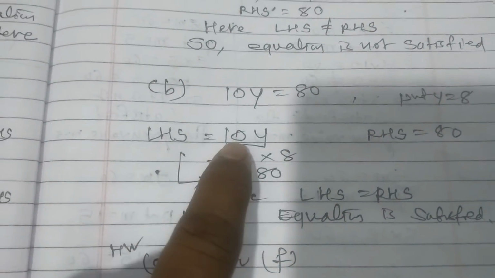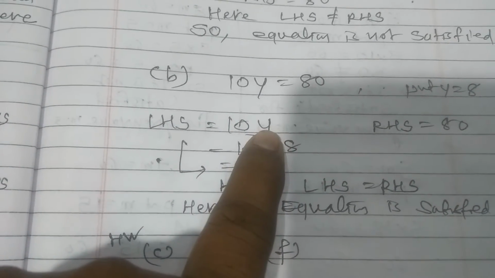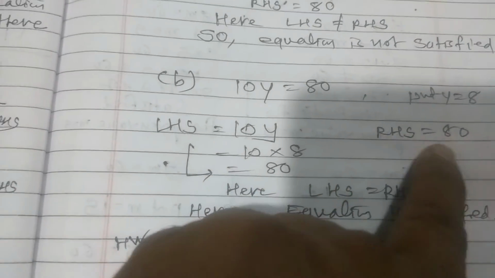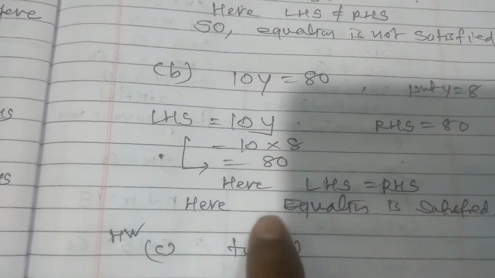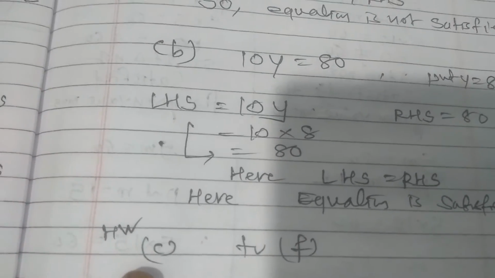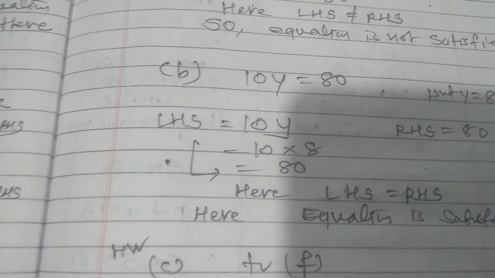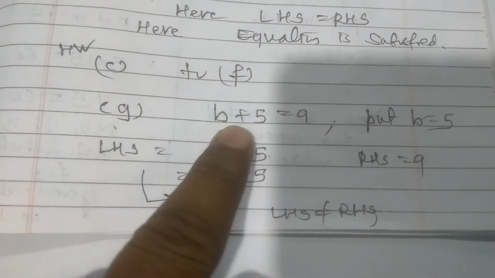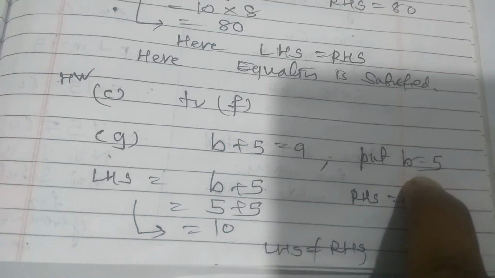So let's see. 10y, 10 into 8, because we are going to take y equal to 8. 10 8s are 80. Hence RHS is also 80. So here LHS equal to RHS. Equation is satisfied. Okay. So like this way you can do homework from C to F and complete the whole table. Now G. b plus 5 equal to 9. Put b equal to 5.